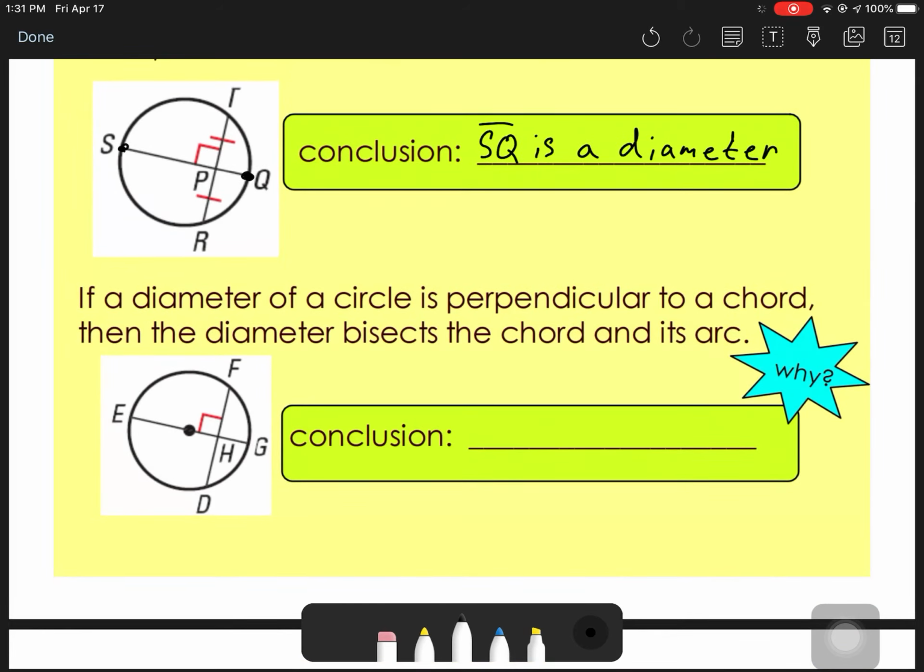The next theorem: if a diameter of a circle is perpendicular to a chord, then the diameter bisects the chord and its arc. So here we know that EG is a diameter, and since it meets at a right angle, we know it would have to bisect. Which means that FH is congruent to DH.